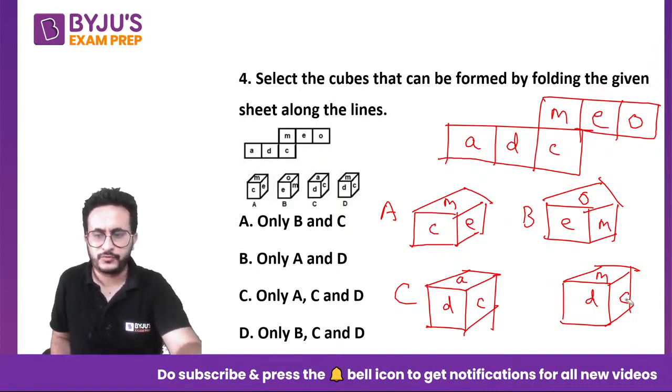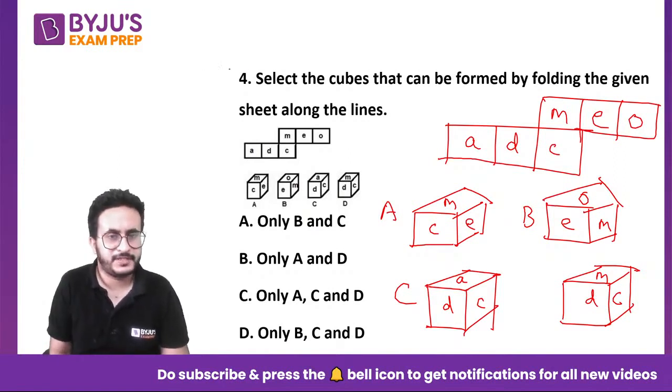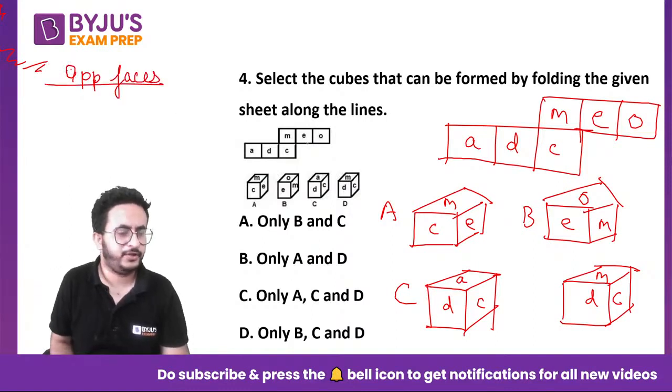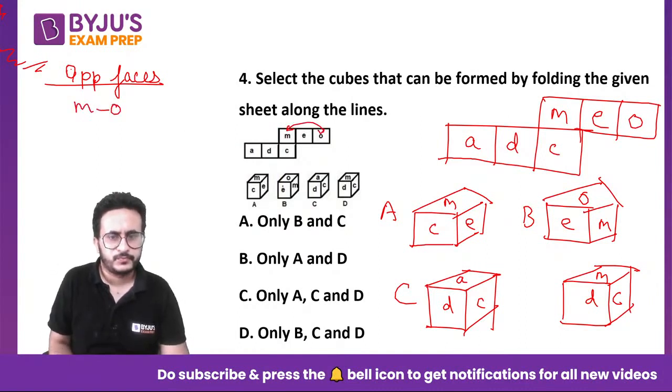Okay, so how to solve cube based questions: the principle of cubes is about opposite faces. First you need to find the opposite faces. So how to find this? Look at the longest thread. This is the longest one, so M is opposite to O. Okay, A is opposite to C, and the remaining ones, that is D, is opposite to E.